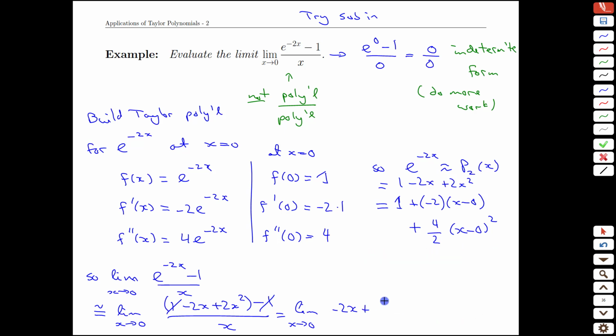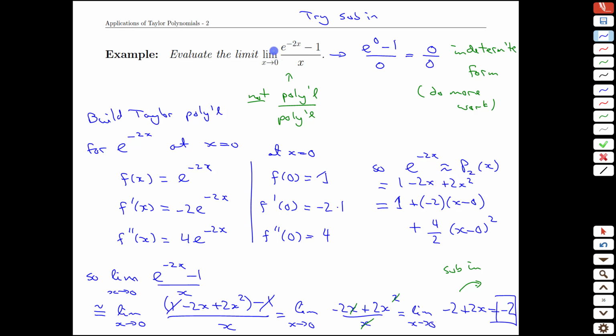We have negative 2x plus 2x squared all over x. Well, that we can definitely simplify. The x and 1x from each term in the numerator cancels with the denominator x. Now we have simplified our expression down to the point where we can sub in again and hopefully get a better result than we did initially. If we sub in x equals 0 into this, out pops our limit, negative 2.